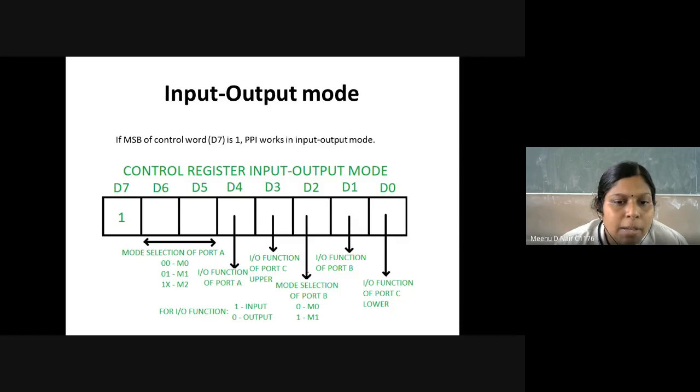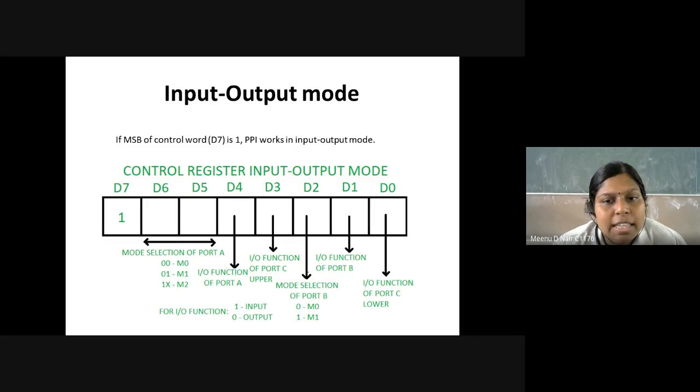So port A will be working in the 3 modes of operation. They are M0, M1 and M2. Then what about the D4 bit? D4 bit will select the input or output function of port A. So first 3 bits are used for port A. For the input output function of port A, if it is 1, it acts as an input mode, and if it is 0, it acts as an output mode. So that is the input output function of port A.